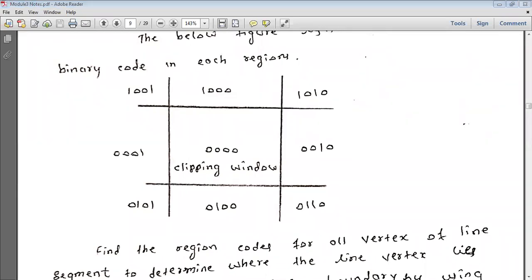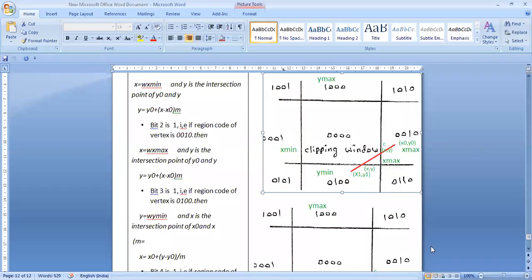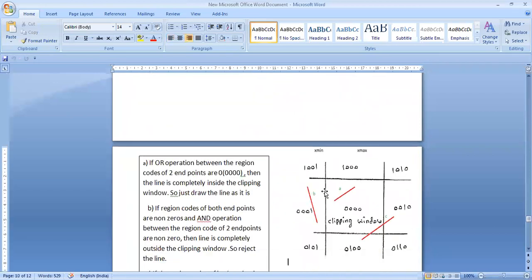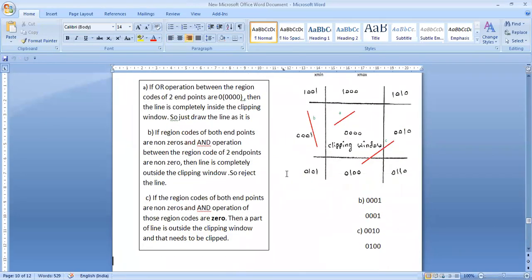This is a very important algorithm. See here, there are 3 types of lines. A is inside. B is completely outside. C is where a part of the line is inside and a part of the line is outside.